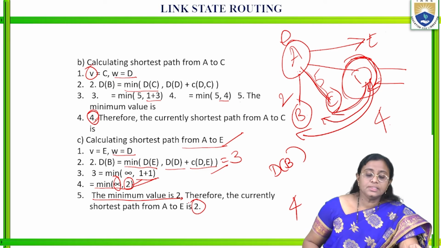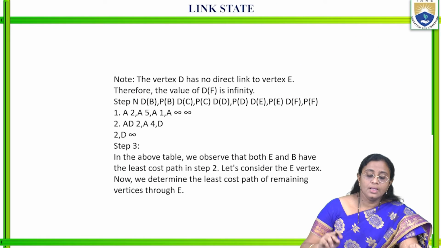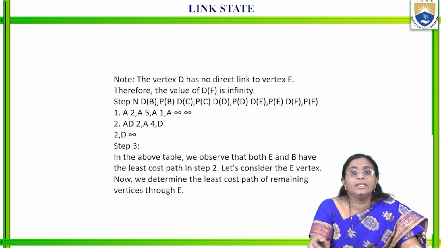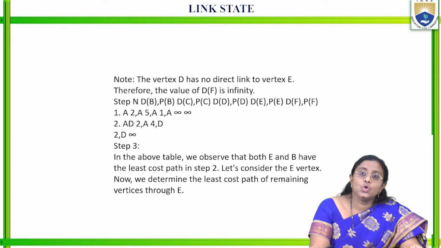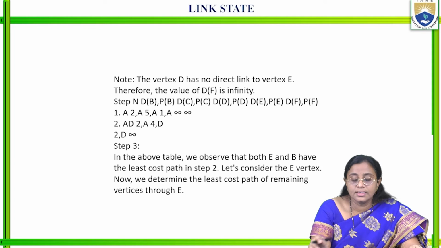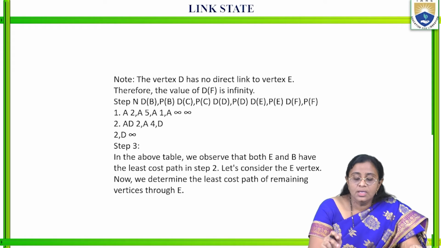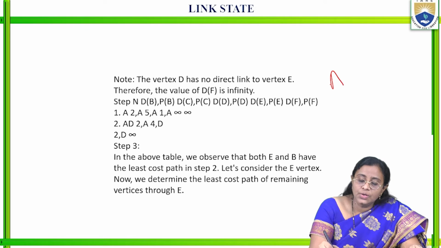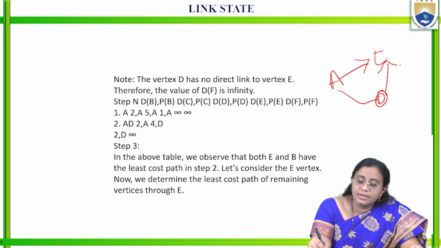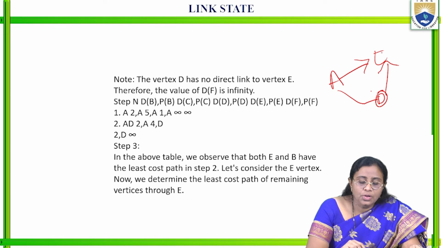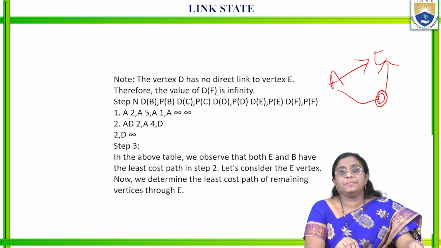A to E is 2. Here, again, the vertex D has no direct link to vertex A. It doesn't hold the direct link from the root node to the E node. That means A to E doesn't have a direct link and it will come through D to E. Therefore, the value of D of F is infinity.